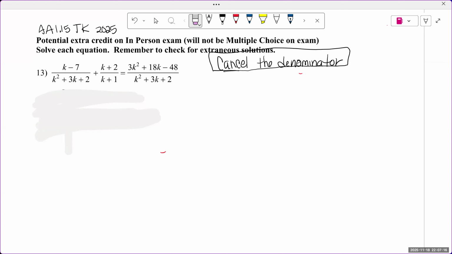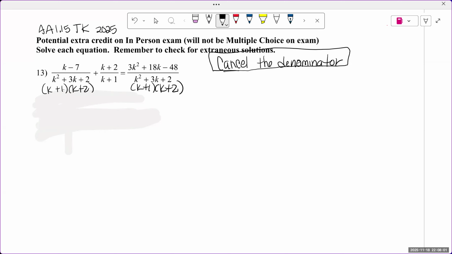Okay, number 13. Now you have the potential of doing this as an extra credit problem if you take the in-person exam. So let's practice. Now, on the exam, it will not be multiple choice. This one is multiple choice so that if I don't get one of the answers that is represented, I know I made an arithmetic error somewhere. So the first thing we're going to do is let's factor the bottoms.